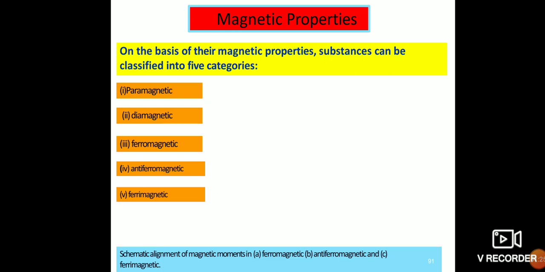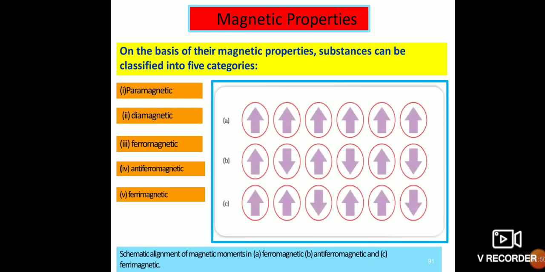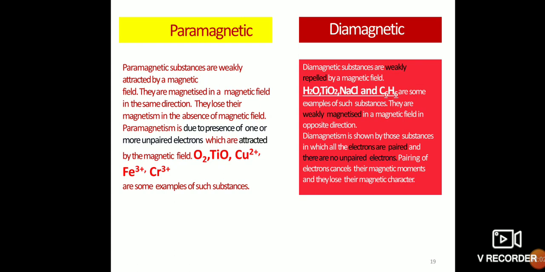Based on the interaction of the magnetic field of the electron with the external magnetic field, the solids can be classified into 5 categories. First one is paramagnetic substances or paramagnetic solids. Second is diamagnetic. Third is ferromagnetic. Fourth is antiferromagnetic. And fifth is ferrimagnetic. This is the alignment of magnetic moment in the presence of an external field.